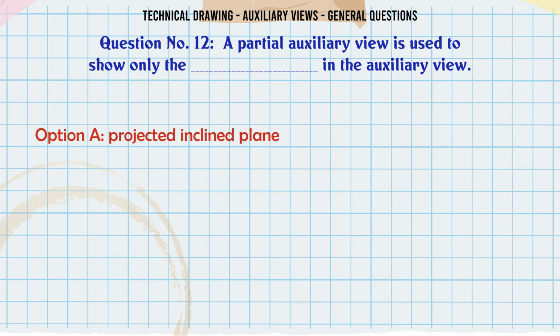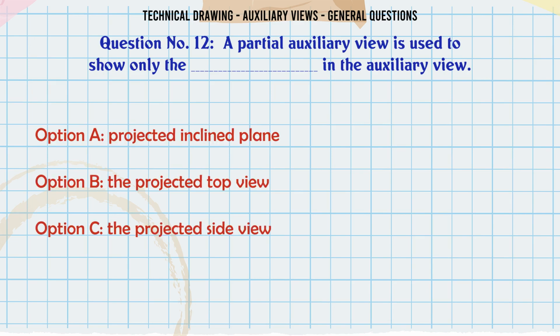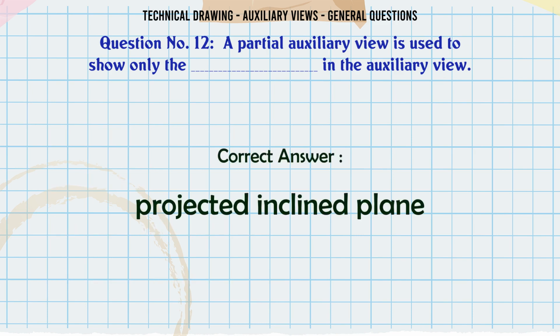A partial auxiliary view is used to show only the in the auxiliary view. A. Projected inclined plane. B. The projected top view. C. The projected side view. D. None of the above. The correct answer is projected inclined plane.